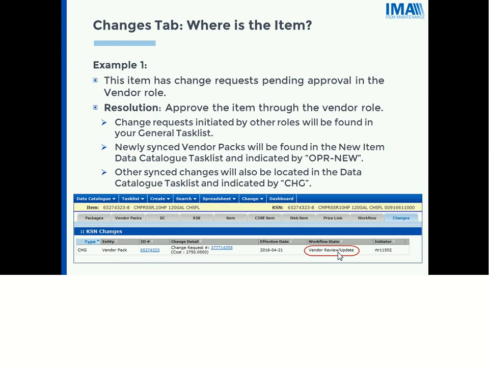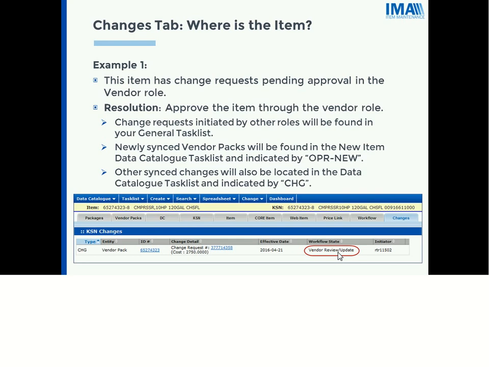So change requests initiated by other roles will be found in your general task list. So again, if you hover over task list and click general, that's where you're going to find change requests that are pending approval by you. So if it's a newly synced vendor pack, that's going to be found in your new item data catalog task list and indicated by OPR new.